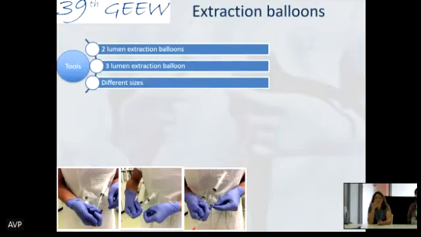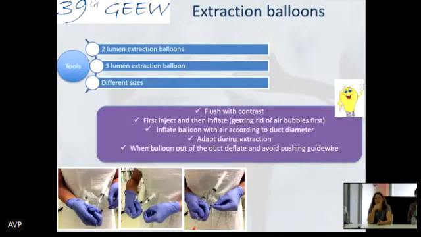So we have different extraction balloons, 2 lumen and 3 lumen. Again, the 3 lumen, as you see in the fixtures underneath, different sizes according to your CBD diameter, according to the stone size as well. So you flush with contrast already to avoid putting bubbles inside your bile duct, because it's sometimes difficult to differentiate between an air bubble and a stone. First you inject, to get rid of the bubbles that will go around, and then you inflate the balloon to have your cholangiogram at the end.